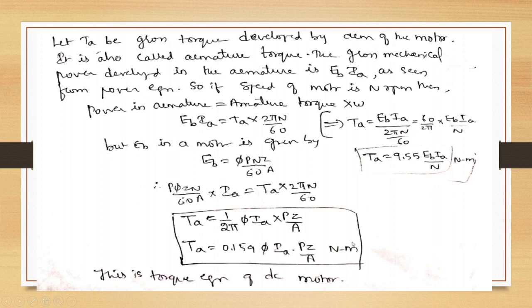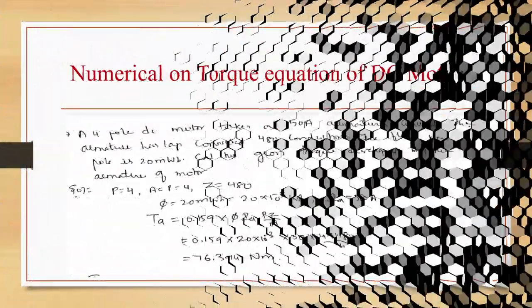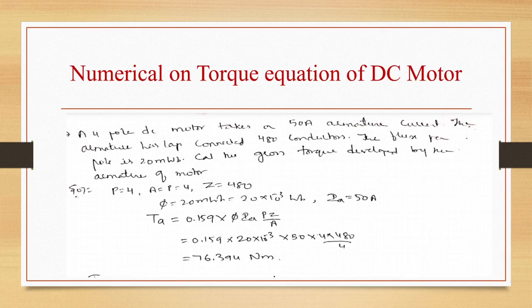So students, is this clear? Torque equation is clear to everyone? Let us see one new small numerical on torque equation of DC motor. A 4-pole DC motor takes a 50 amps armature current. Armature has lap connected 480 conductors. Flux per pole is 20 milliweber. Calculate the gross torque developed by the armature of the motor.